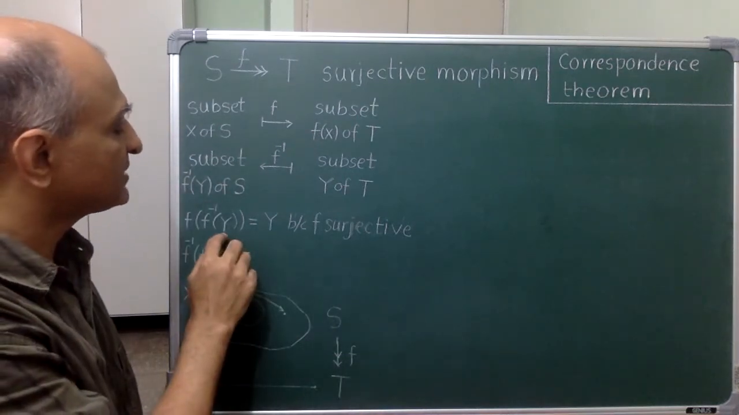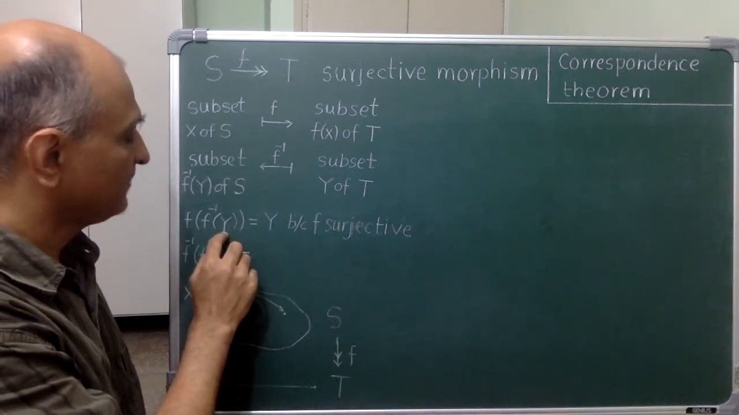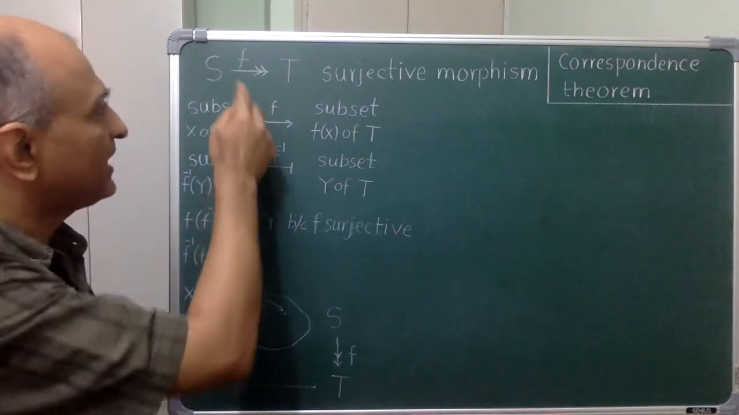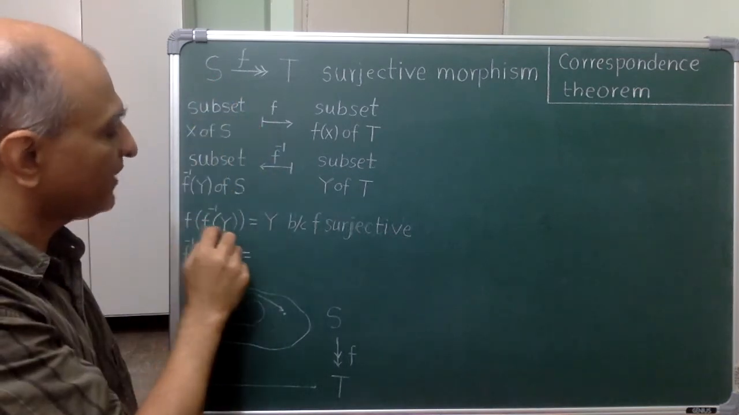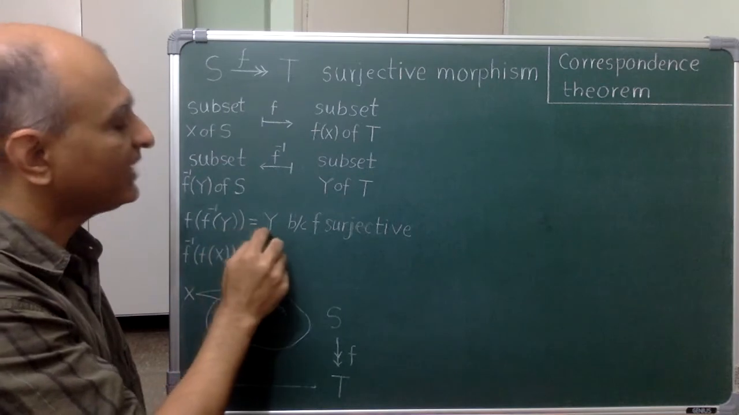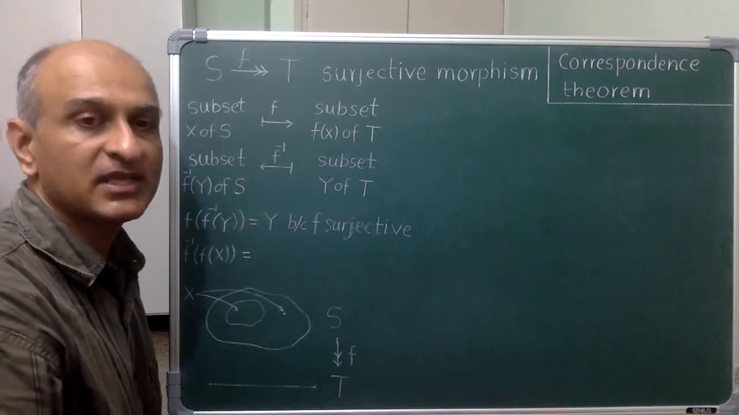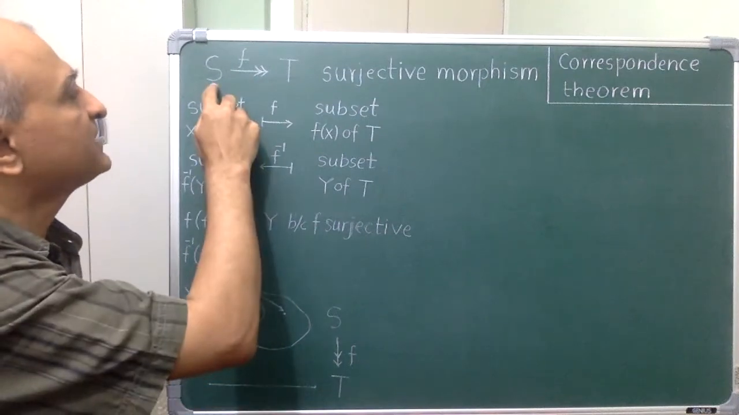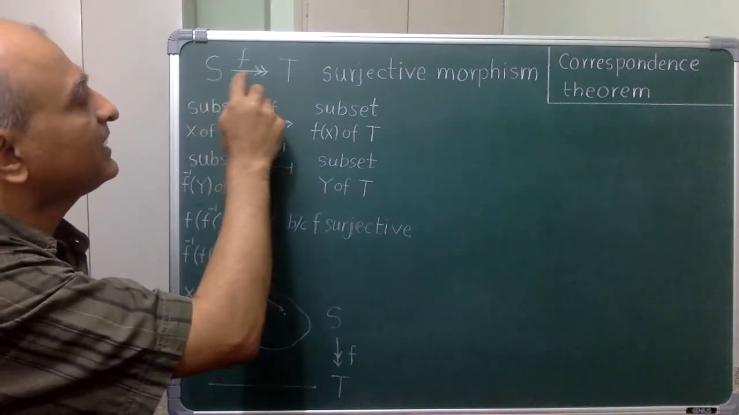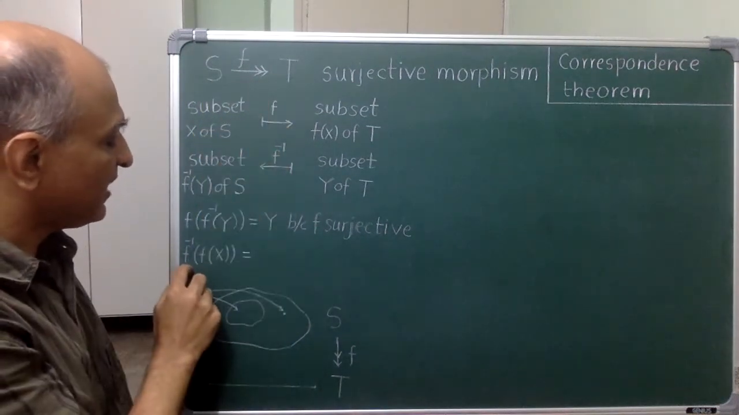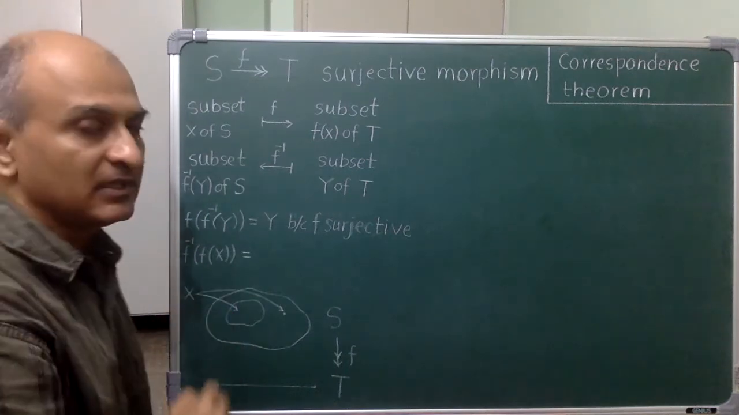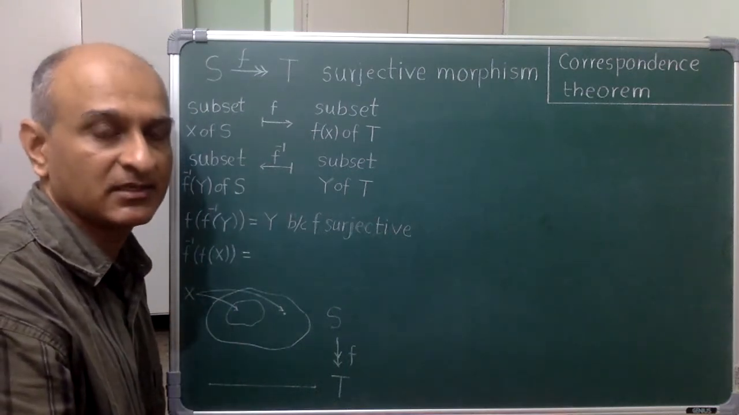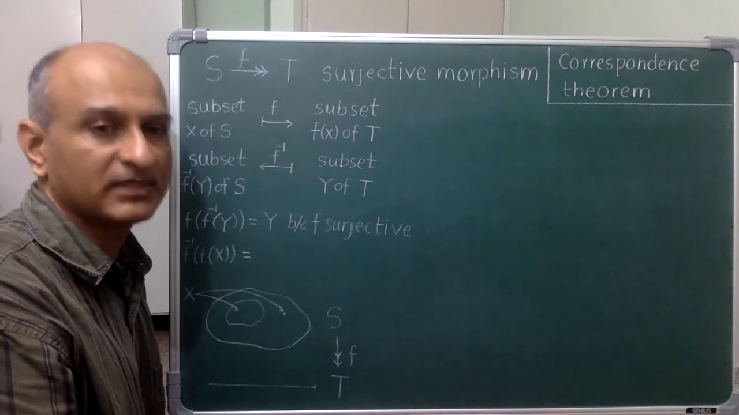If I start with a subset Y of the target, take F inverse of that, and then take F of F inverse of Y, I get Y back because F is surjective. However, if I start with a subset X here, then take F of X and take F inverse of F of X, then I get something more interesting. So please try to work out what that is.